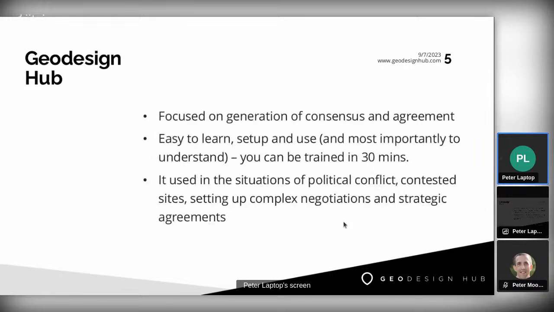And essentially, just to give you a little bit more about Geodesign Hub, it is focused on generation of consensus and agreement. I'm not going to talk about what Geodesign Hub does, but the goal is to develop this consensus. And this consensus is developed in the case of political conflict, social conflict, contested sites, and setting up complex negotiations. So my point is that if GIS provides you with the analytical tools for these, geodesign provides you with the social and the political tools for this. And when you combine them together, it gets really, really powerful and interesting.